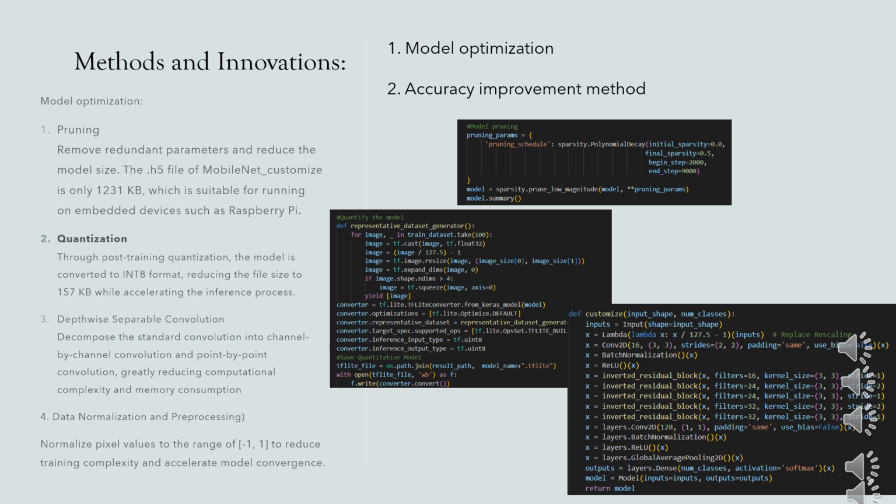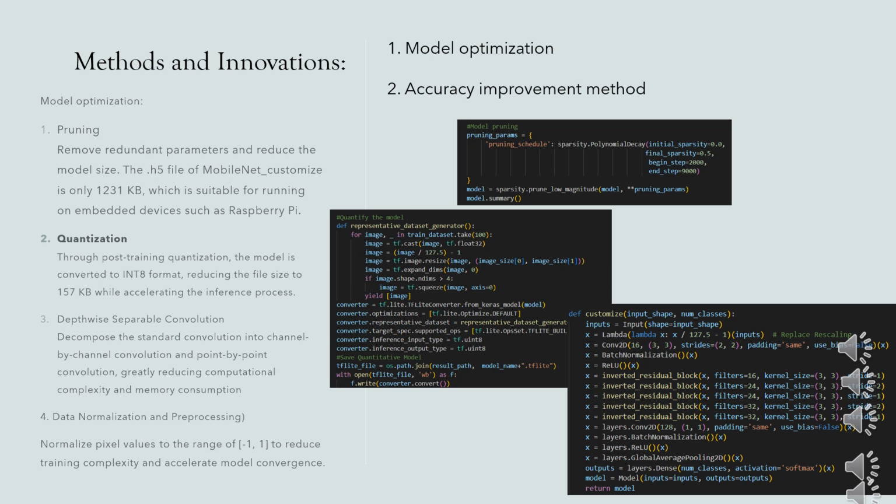The next part is quantization. You can see my code on the right side. Through post-training quantization, I can convert the model to the int8 format, which reduces the file size to only 157 KB, which will accelerate the inference process on my Raspberry Pi.